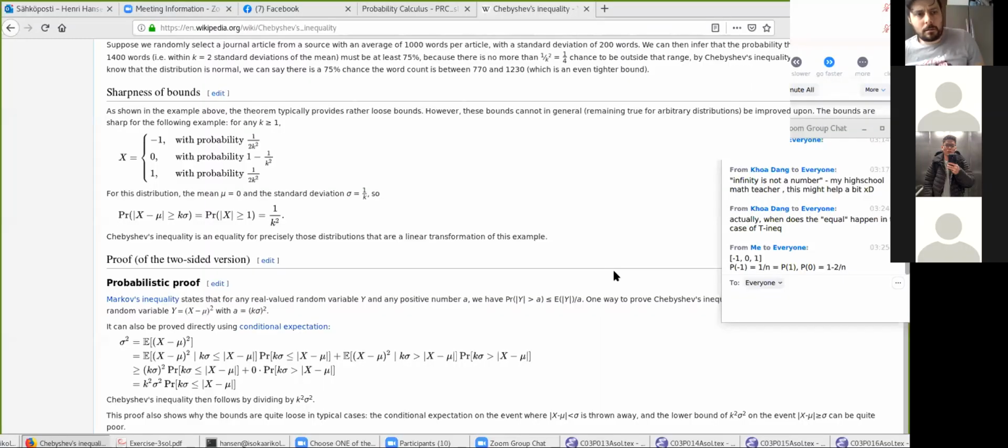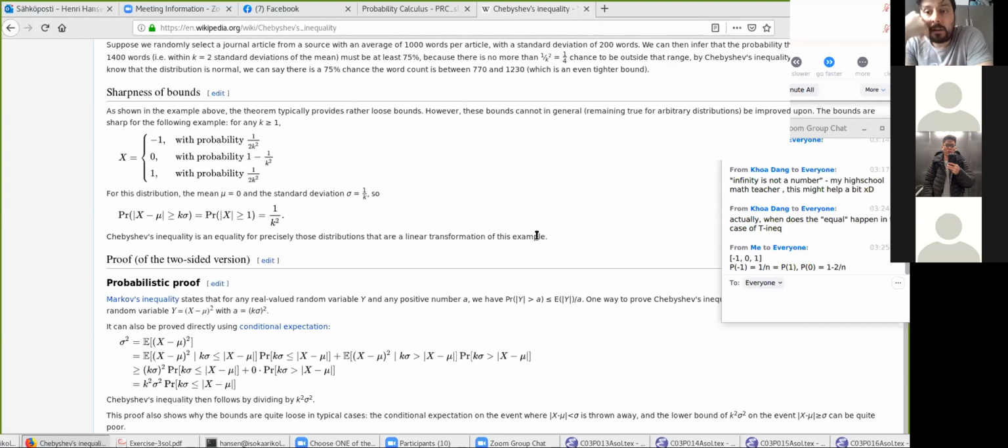Okay, you can see this pane. Here's an example. You can find the sharpness of the bound. Let's define x in this case in this way. So there's -1 with probability 1 over 2k squared, 0 with probability 1 minus 1 over k squared, and 1 with probability 1 over 2k squared.